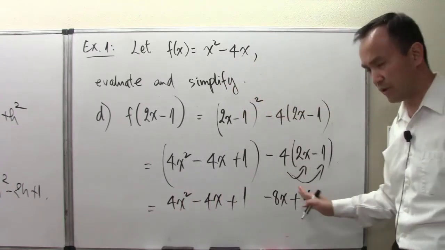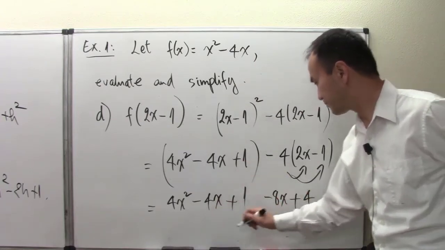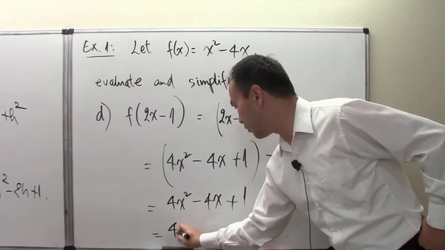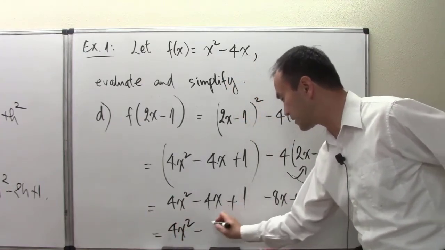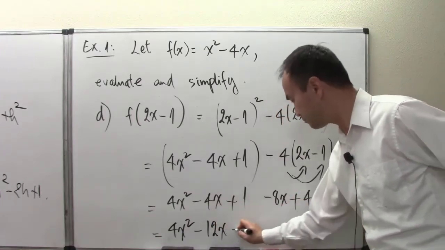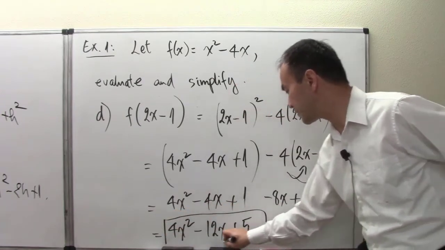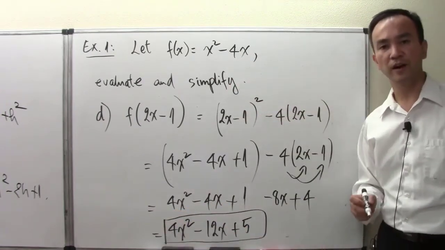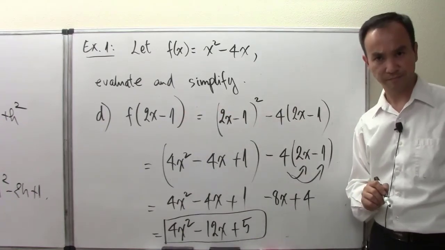Okay, and now we have some like terms to combine right here. So minus 4x with minus 8x. Now I'm looking at 4x squared minus, these two combined, minus 12x. And then the 1 and the 4 combined together, plus 5. That is, ladies and gentlemen, our final simplified expression for f of 2x minus 1.